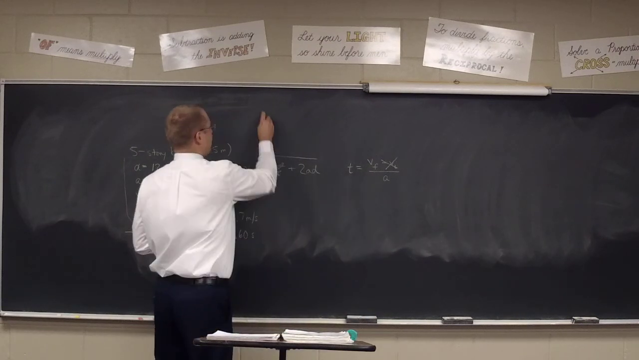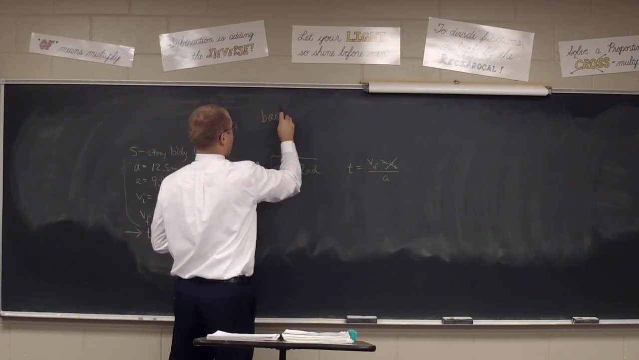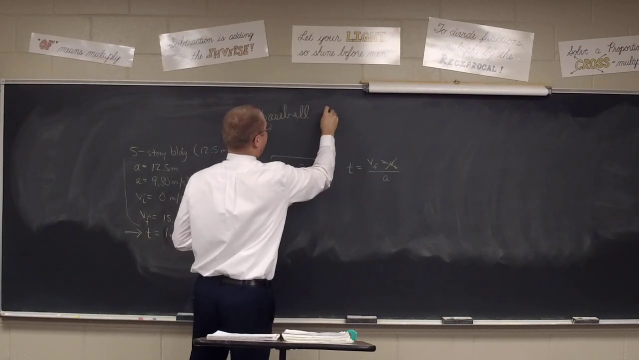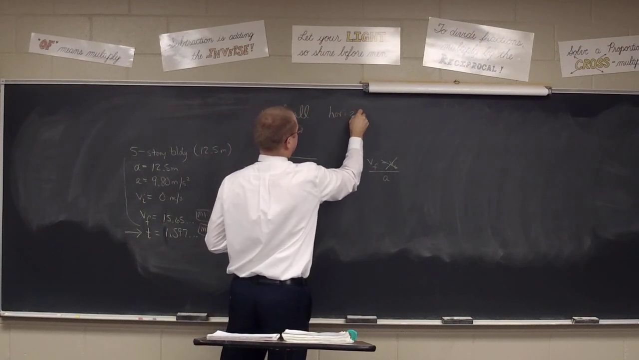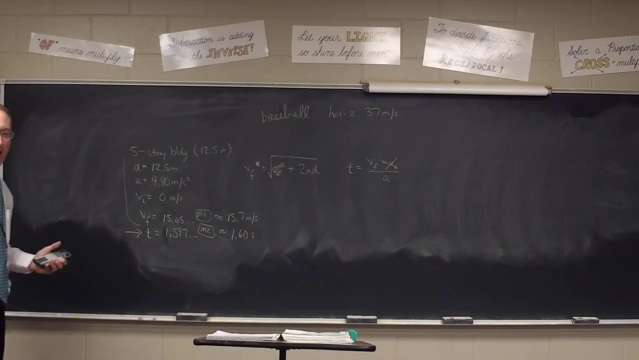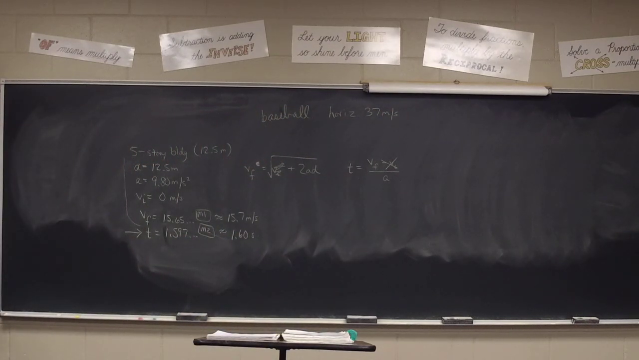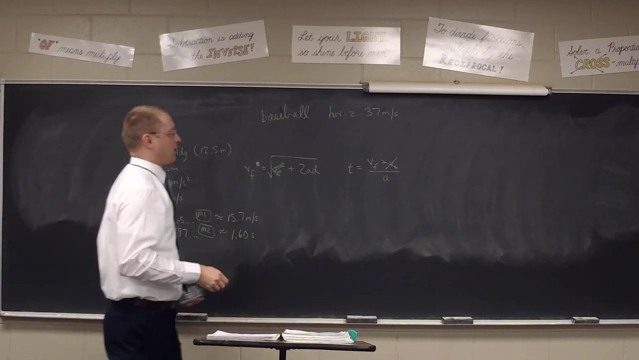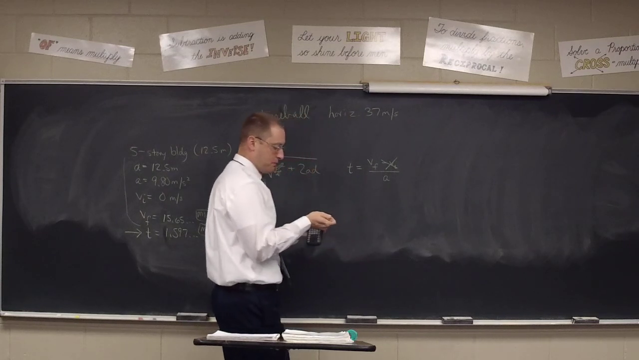So now let's take a baseball. And let's suppose it's thrown horizontally at 37 meters per second. So about a 75-mile-an-hour throw. Okay, so this is a high school player probably, not a big leaguer by any stretch. But a baseball player throws the ball horizontally off the top of the building.